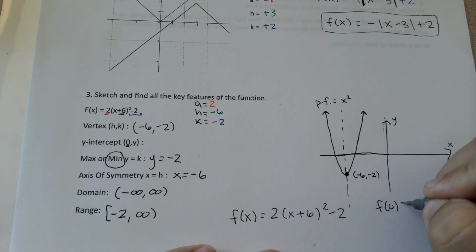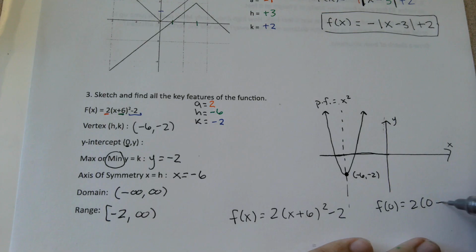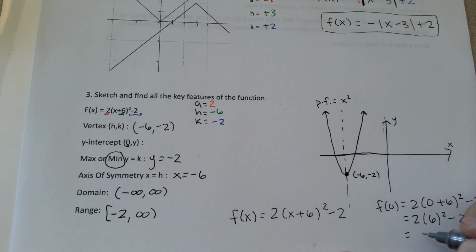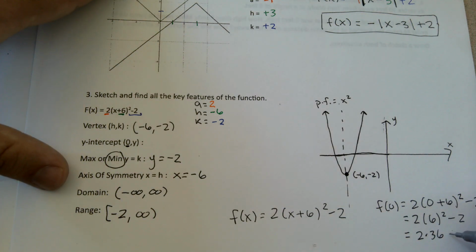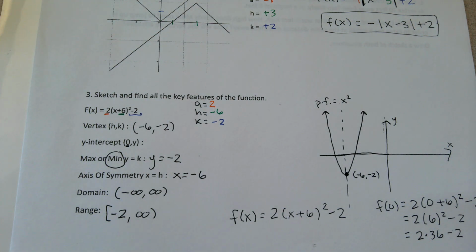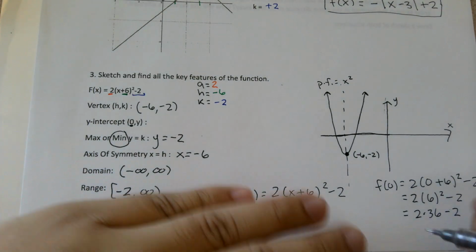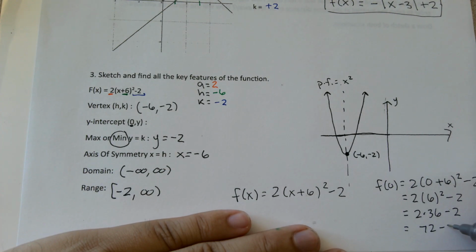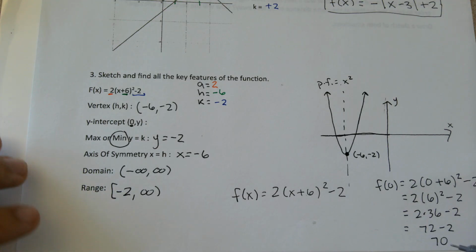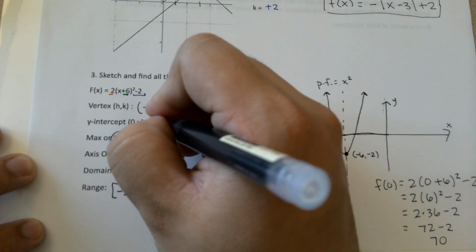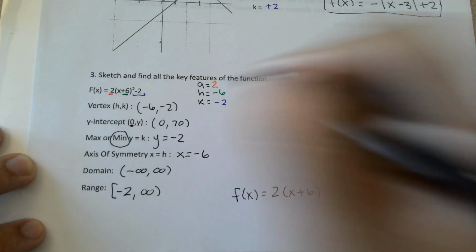So f of 0 equals 2 times 0 plus 6 squared minus 2. This becomes parenthesis first, therefore 6 squared minus 2. Next you do exponents, so 2 times 36, because 6 squared is 36. I'm going to subtract 2. Next I do 36 times 2, which is 72 minus 2. And I get the final value of 70. Therefore, my y-intercept is at 0, comma 70.